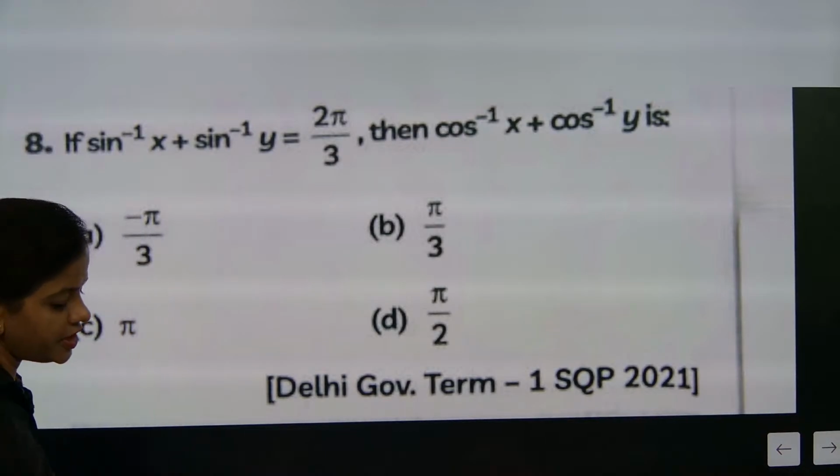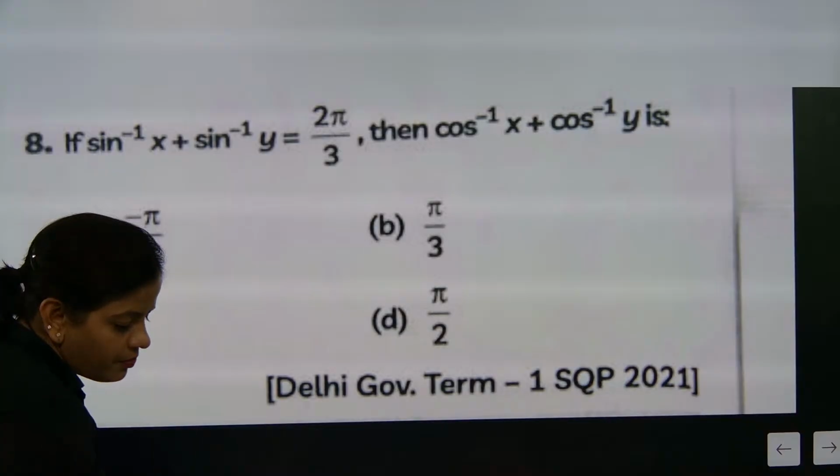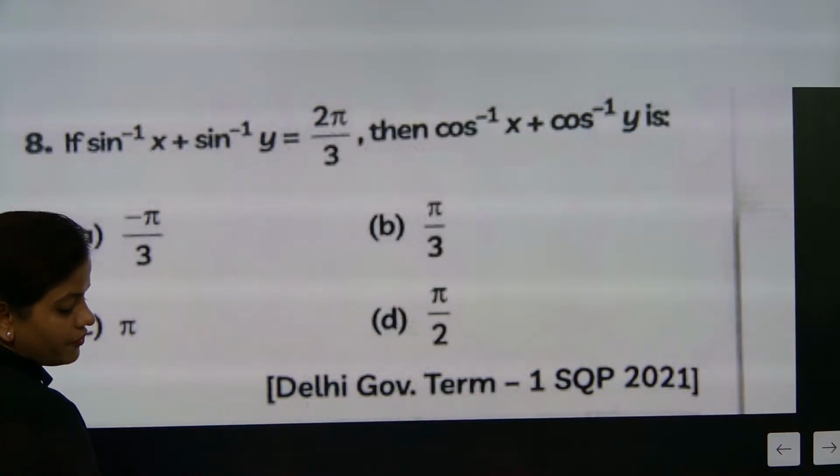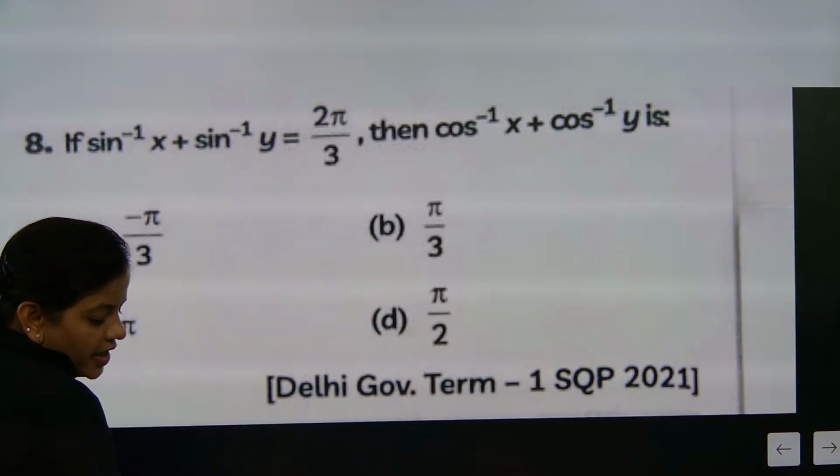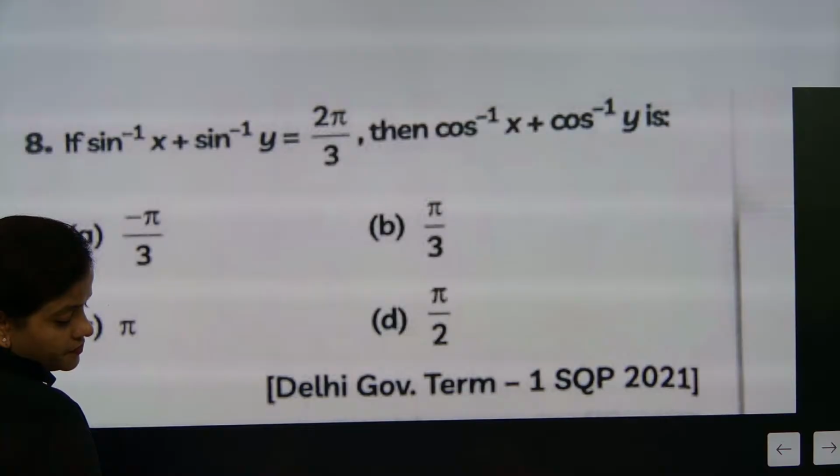Okay, Matish is telling pi by 3. Okay, pi by 3. Very good. How is the value coming pi by 3, beta? Okay. Anyone else who is telling the answer?